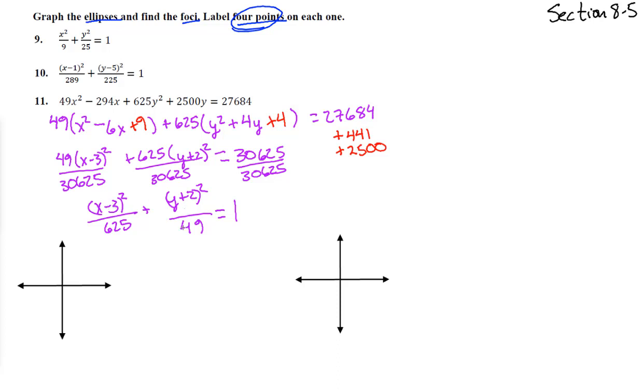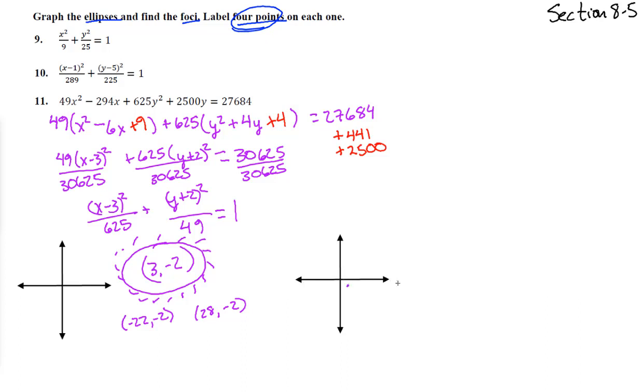Now, that was a lot of work, but we have it into its standard form. So we can see that the center is going to be 3, negative 2. Now, that's not actually part of it, but I'm going to circle that guy. 3, negative 2 is our center. So again, along the major axis here, the x-axis goes up 25 and down 25. So if you go up 25 from there, you're at 28, negative 2. And you go down 25 and you're at negative 22, negative 2. These are going to have to be kind of small because it's way out there. So 28, negative 2, we're way out there, and negative 22, negative 2 is way out there again like that.